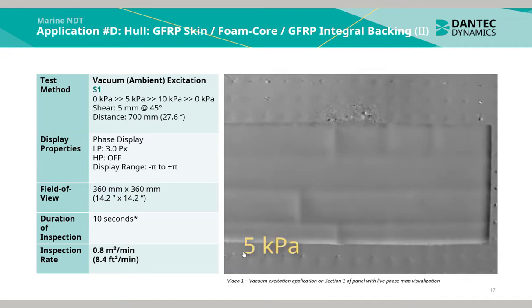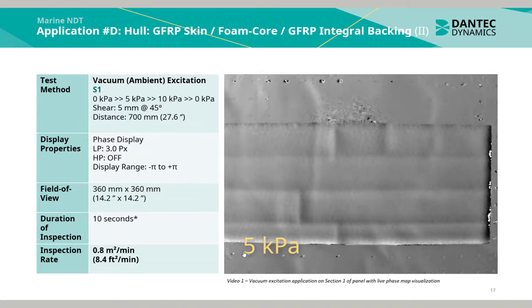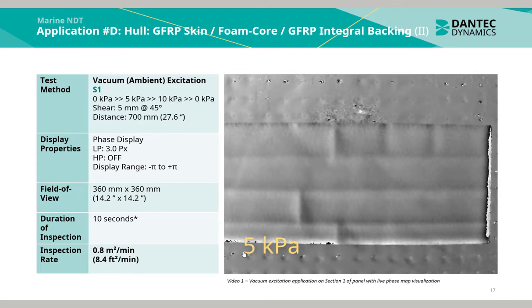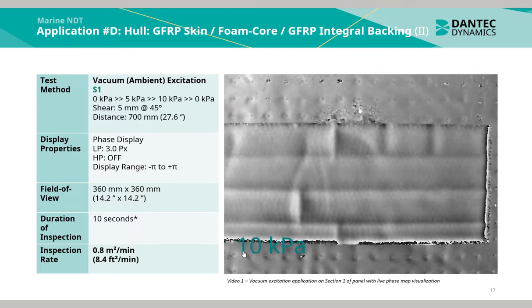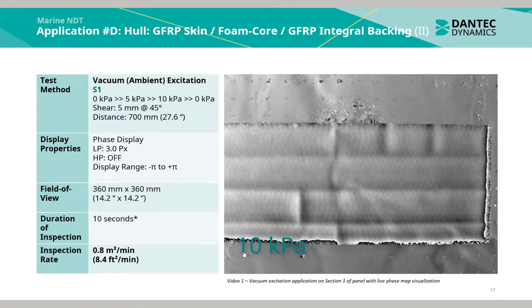The pressure is changed from 0 to 5 to 10, then back to 0 kilopascals again. We can see the internal integral stiffener design of the panel. The duration of this inspection required only 10 seconds.